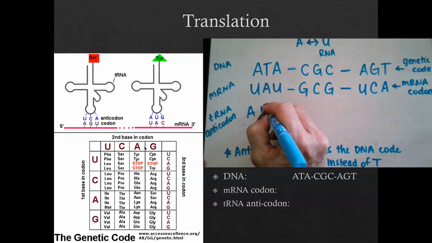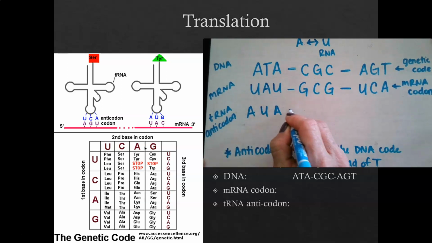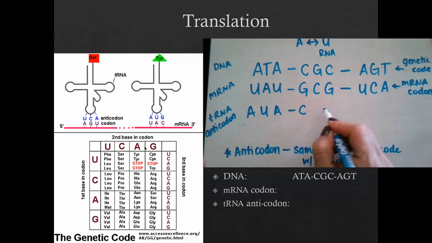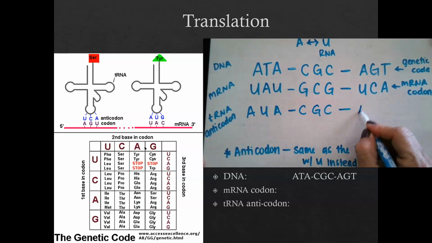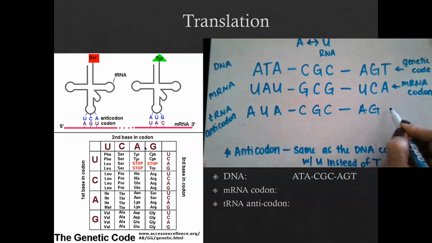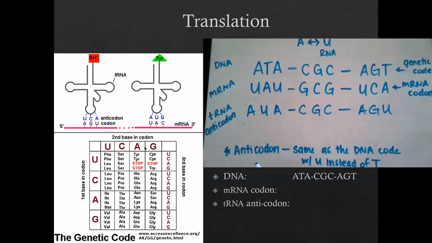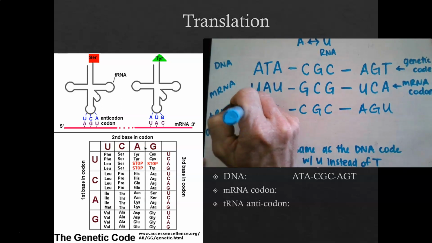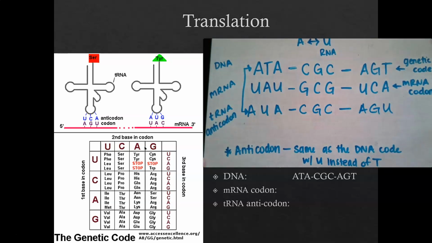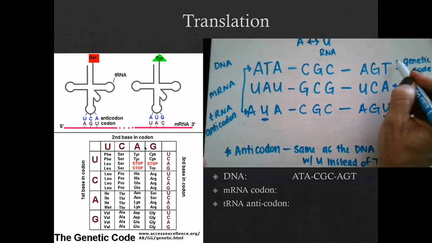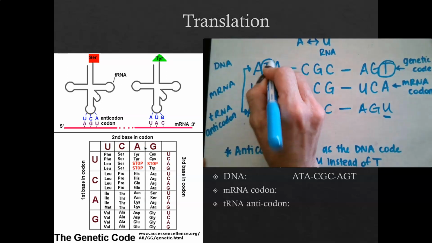A goes with U. U goes with A. G goes with C. C with G. G with C. U with A. C with G. A with U. So what we end up with, our tRNA anticodon, is almost the same as our DNA, except we have substituted in U's where before we had T's.